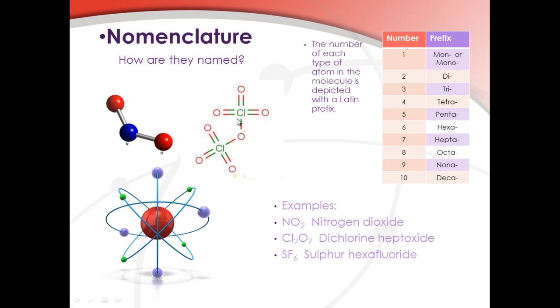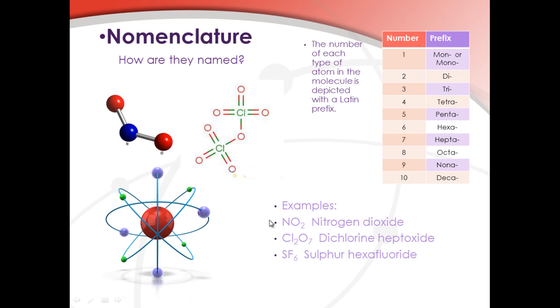We do have to name both the type and number of atoms within a molecule in order to actually give the name of the compound. Now, the number of atoms is given by a Latin prefix, and here is the table. So, for example, NO2 is called nitrogen dioxide, di because there's two oxygens. This molecule here, as I stated before, has two chlorines: dichlorine heptoxide. And we also have sulfur hexafluoride.